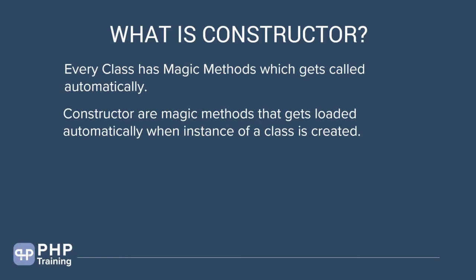So you have to remember this. Constructors are magic methods. And how do we call a constructor? A constructor is called when an instance of a class is created. This is a very classic question. Someone will ask you for the definition of what a constructor is and when it is called. This is the classic answer for it. Constructors are magic methods. It's called when the instance of a class is created.